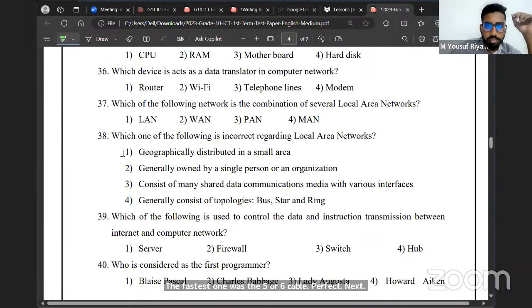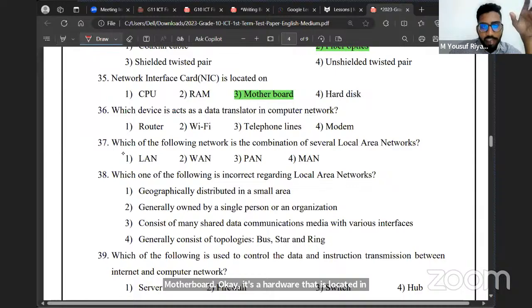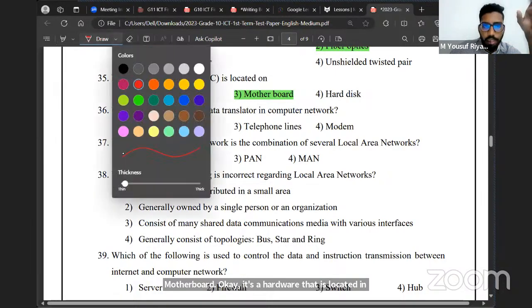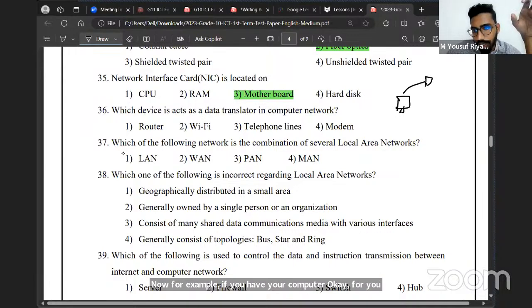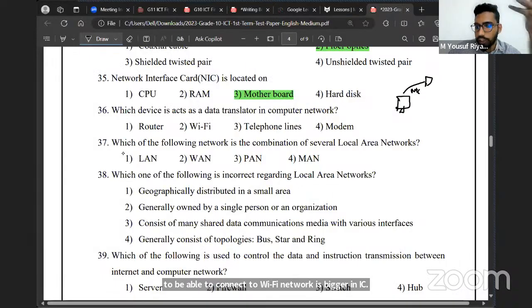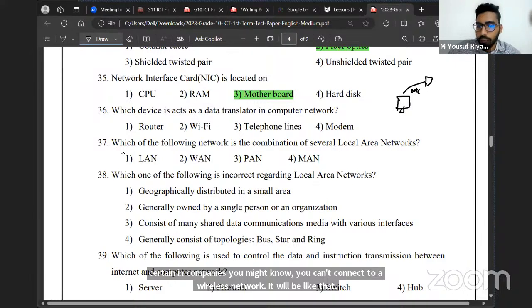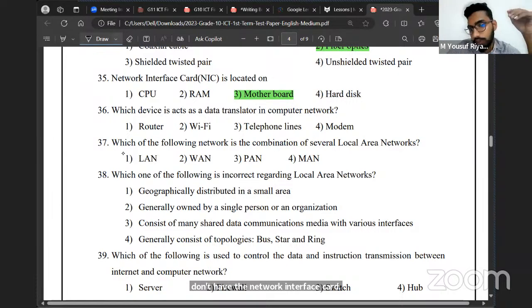On the motherboard. It's a hardware that is located on the motherboard. A network interface card is used to connect to the network. For example, if you have your computer, for you to be able to connect to a Wi-Fi network is because of the NIC. Certain computers you might know you can't connect to a wireless network, like Wi-Fi is not working, there's no Wi-Fi in your computer. The reason you can't connect to a wireless network is because you don't have the network interface card. So only if you have the network interface card, you can connect to a wireless network.